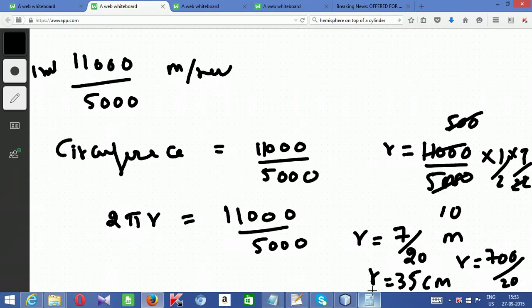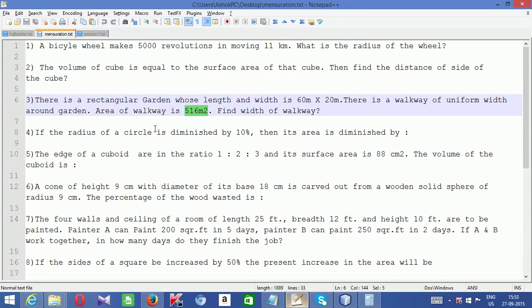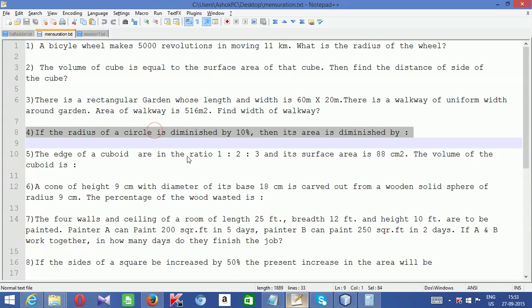Fine. Now we'll move on to the last question for this session. If the radius of a circle is diminished by 10%, then its area is diminished by what? Okay. So what is the meaning of this? Suppose I have a radius of 100, diminished by 10%, the new radius will be 90%. And that is the meaning of diminishing by 10%. Then how much will the area diminish if the radius is diminished by 10%?